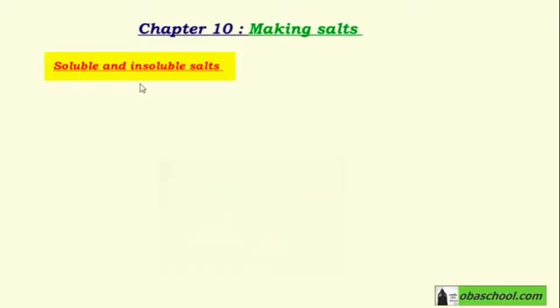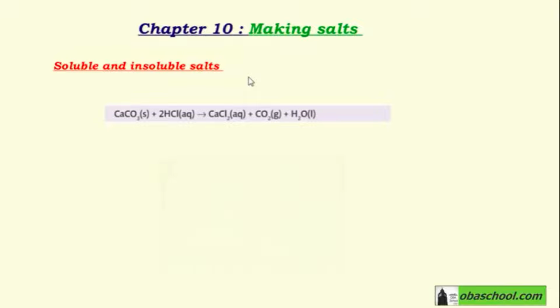Recall that when carbonates react with acid, they produce a salt. For example, calcium carbonate plus hydrochloric acid reacts to give calcium chloride, which is the salt, plus carbon dioxide plus water. So when the carbonate reacts with an acid, it will produce a salt, which is the calcium chloride.